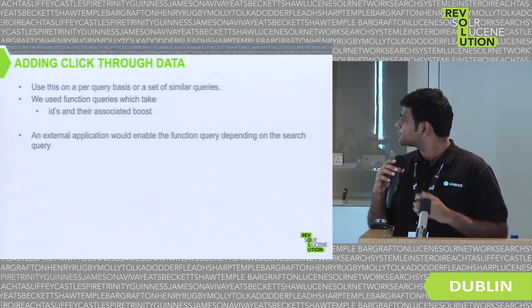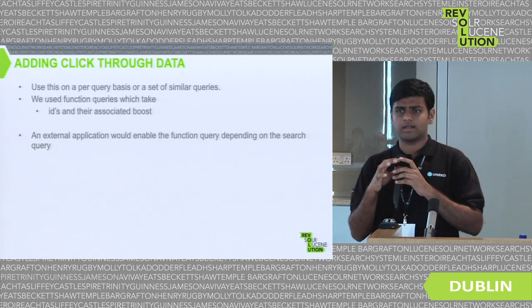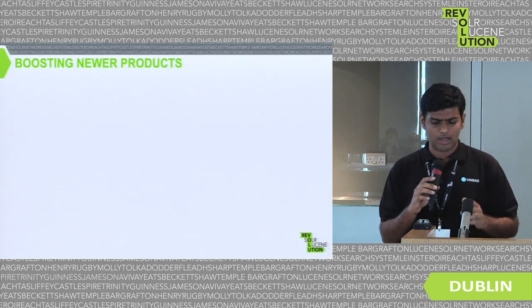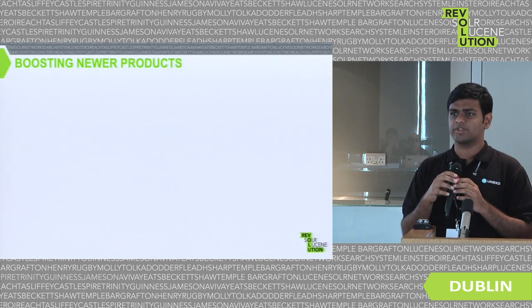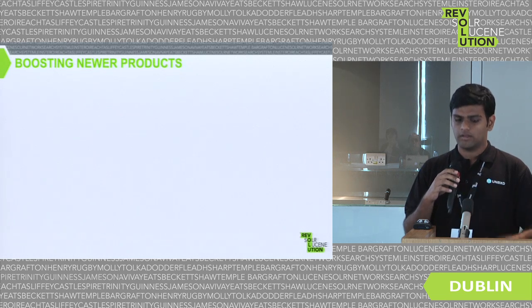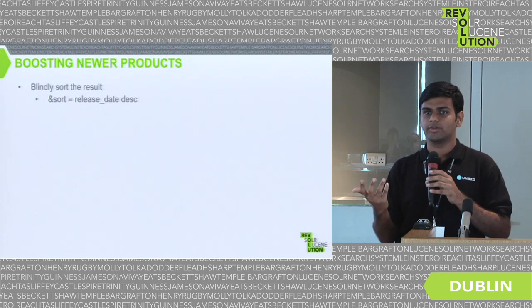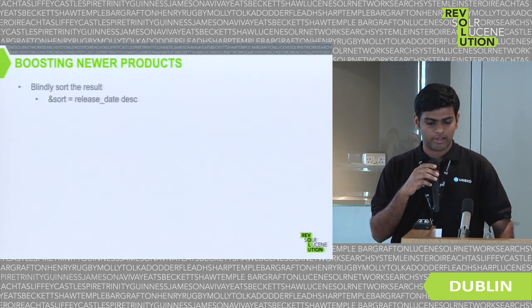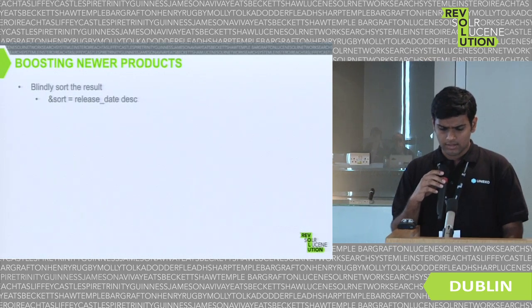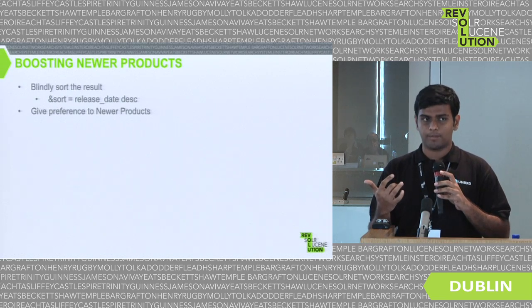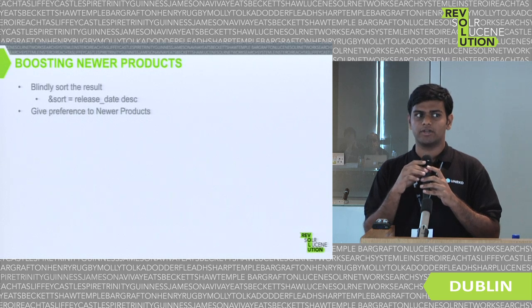So with that done, you could add click-through data. Now we've added popularity and click-through. Probably you want to boost documents which are coming in more recently. Either you could blindly sort the results from newest to oldest, or you could give a slightly higher boost or more preference to newer products in your data set.